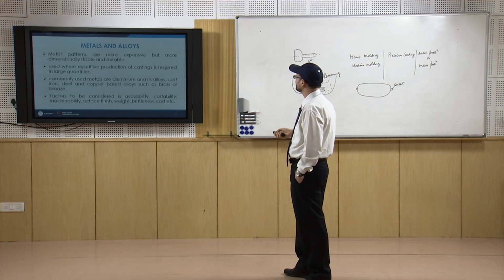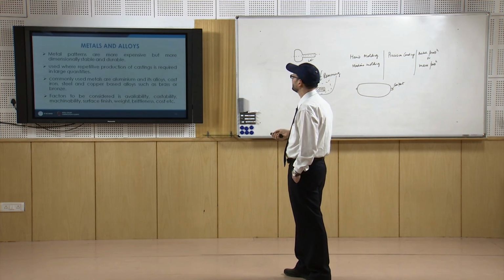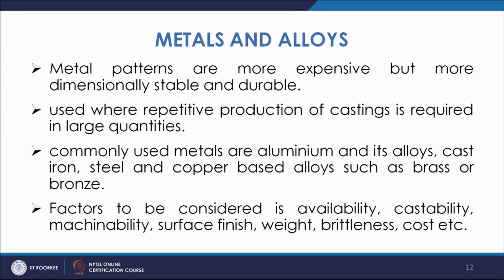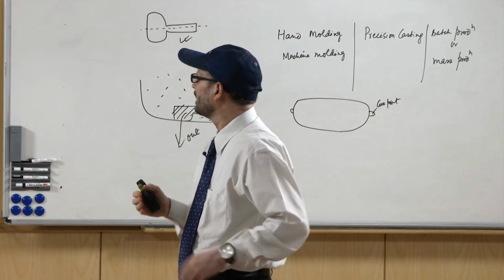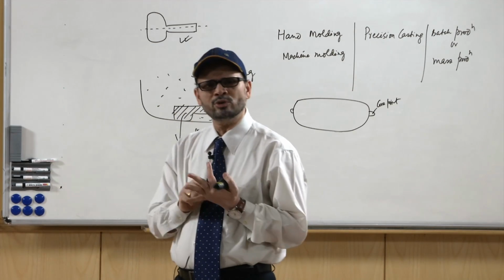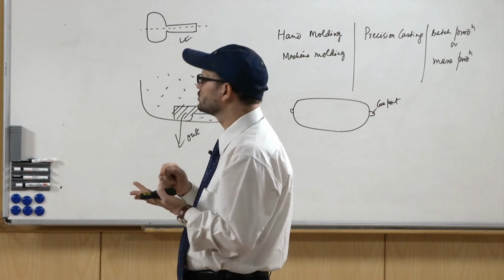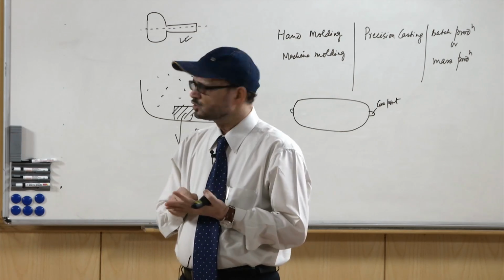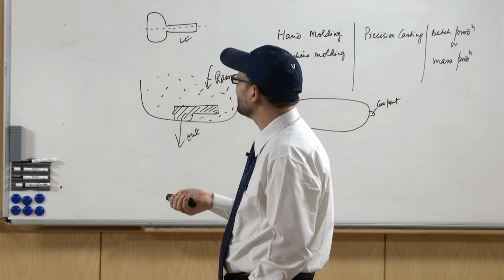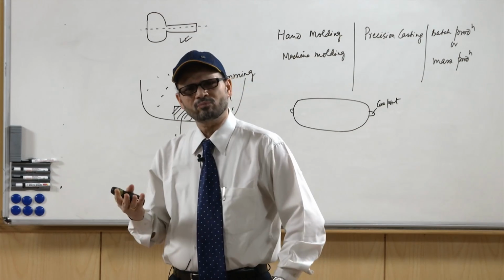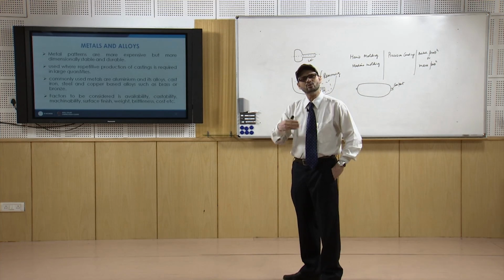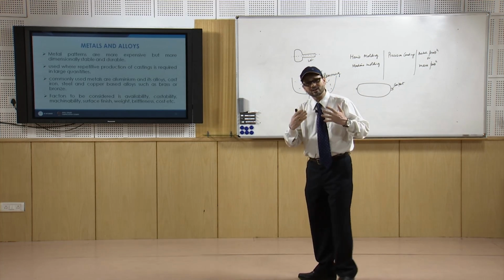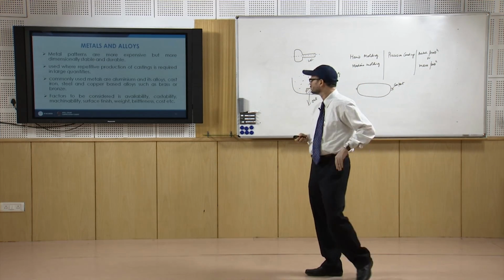The factors to be considered are availability, castability, machinability, surface finish, weight, brittleness, cost, etc. The normal metals which we select are aluminum, cast iron, steel or copper. If you look at availability, it is okay for all the metals. Castability: for cast iron it is quite good. For steel it may be difficult because it is an alloy, so castability is not so good.